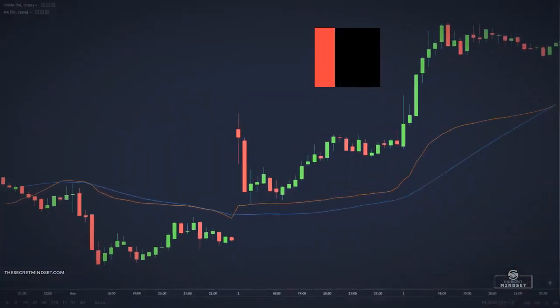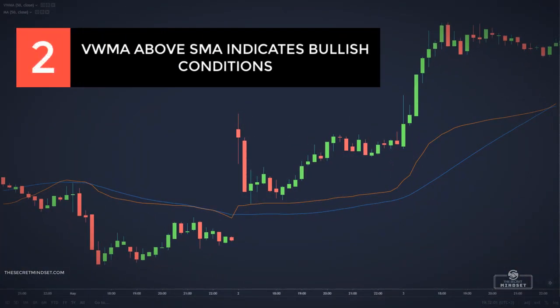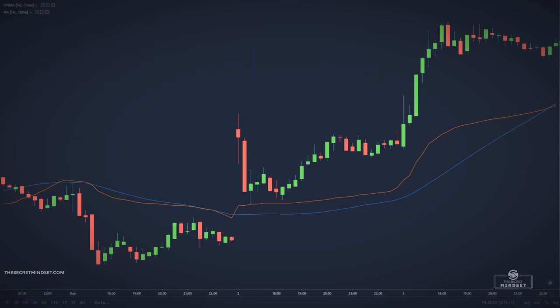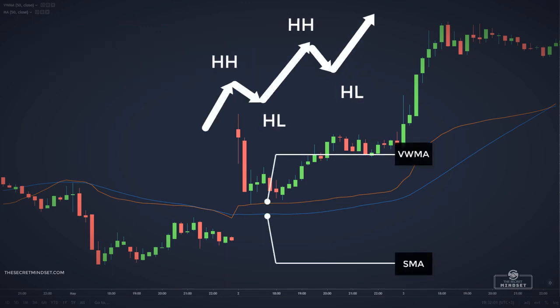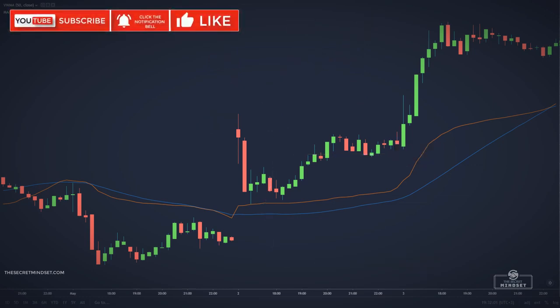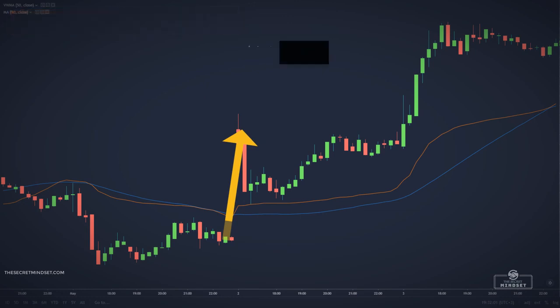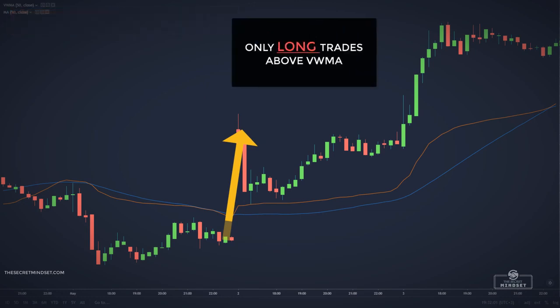A volume-weighted MA above the simple moving average indicates bullish conditions. So if the volume-weighted MA moves above the simple moving average, a bullish trend change is likely. Once the price is able to break both the volume-weighted moving average and the simple moving average to the upside, you can start searching for long opportunities.